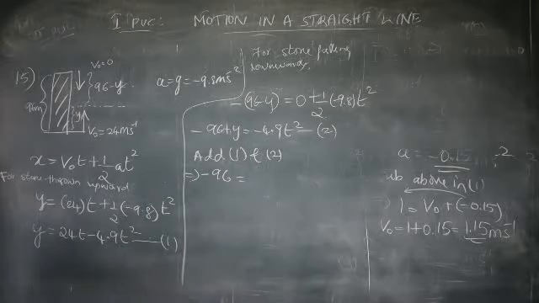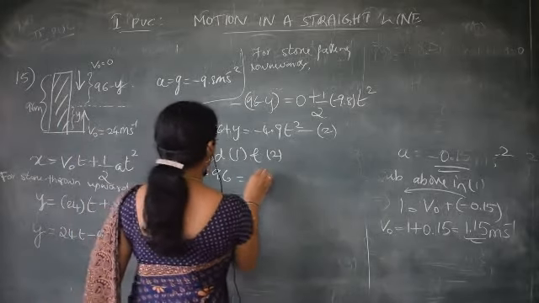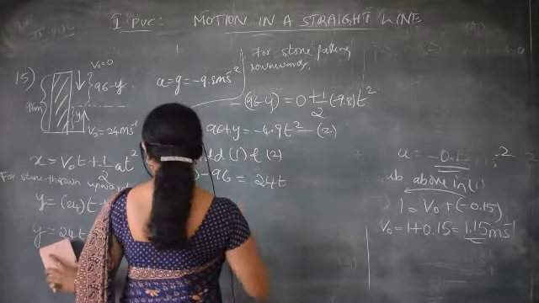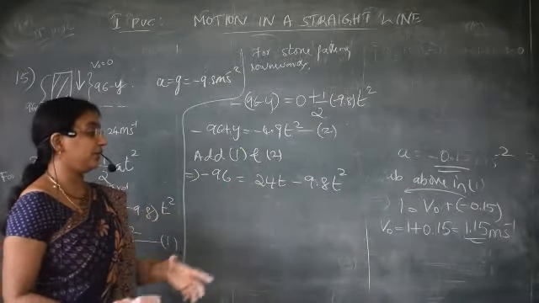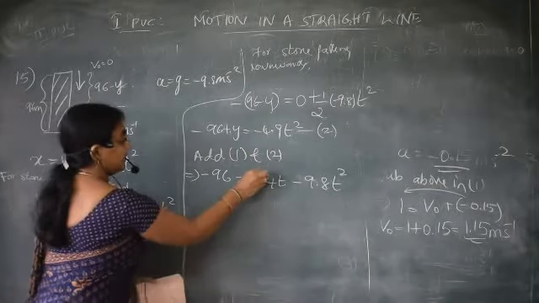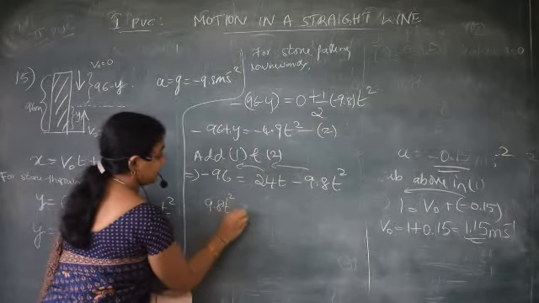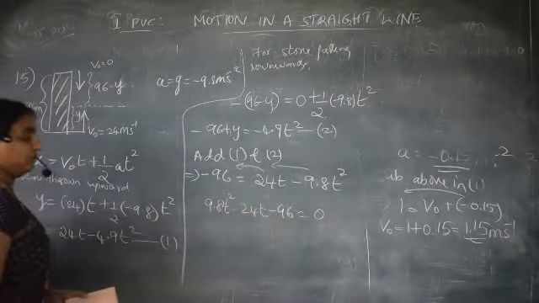Or else we will do one thing. We can substitute in the place of y. We get one expression, correct? You substitute, it's one and the same. Is equal to 24t. So what do we get? Minus 96 is equal to 24t minus 9.8t square. Take these two to the other side. We get 9.8t square minus 24t minus 96 is equal to 0.